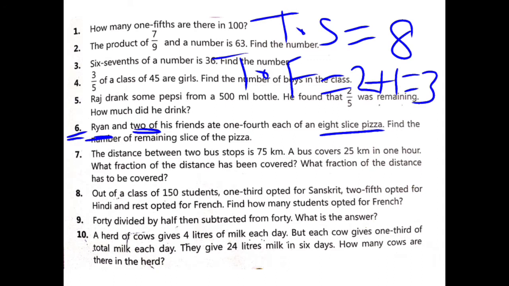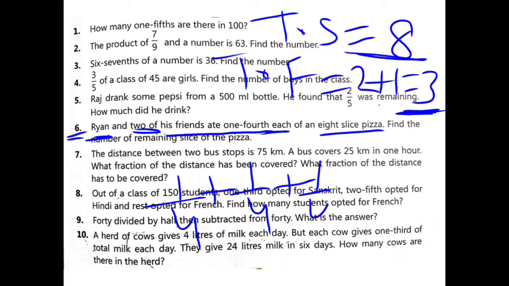3 persons are there, and the total pizza slices are 8. Now his friends ate 1/4 each. They are total 3, and everyone ate 1/4. So how much does it become? It becomes 3 upon 4. The total amount of pizza they ate is 3 upon 4th.